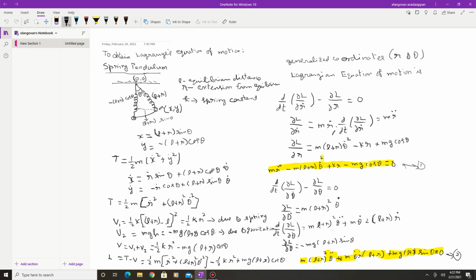So now let us write down the Lagrangian of the system. The Lagrangian is defined by T minus V. The kinetic energy minus the potential energy is defined as the Lagrangian. So L is equal to T minus V.